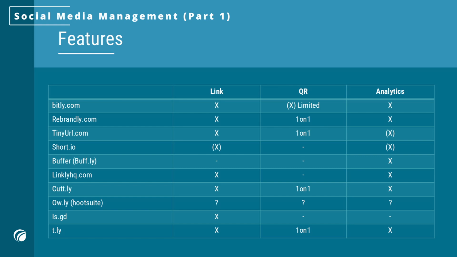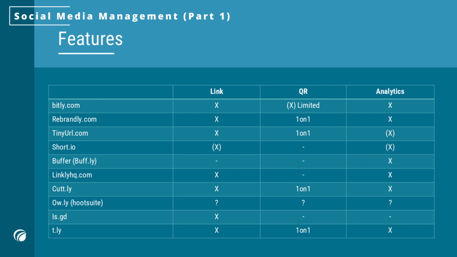Linkly HQ. It can generate short links based on existing URLs. QR codes don't seem to be available. Analytics is available. Cutly. It can generate short links based on existing URLs. Each URL has a QR code.